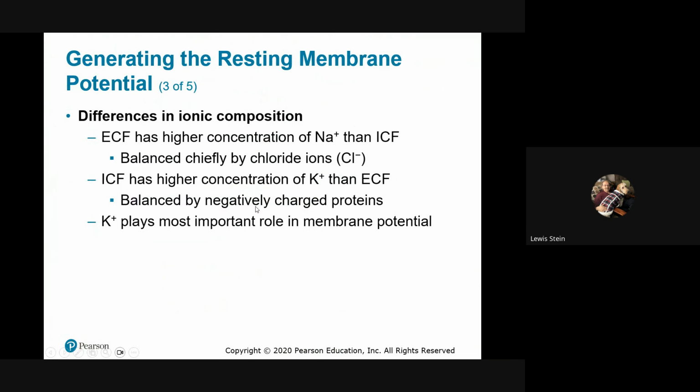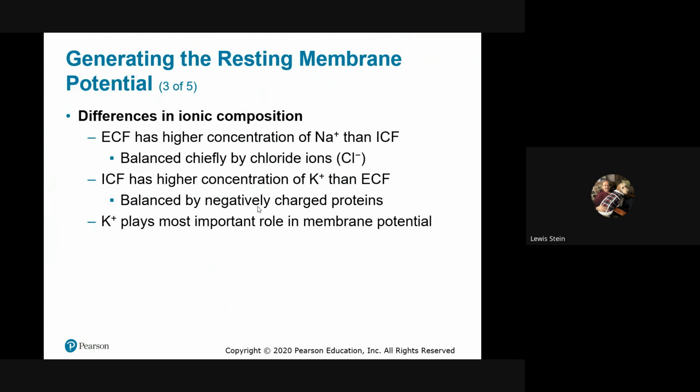Inside the cell, and these can't exit the cell unless the cell is severely damaged, are proteins. Proteins are made of long chains of amino acids. It's all of those amino acids that allow it to be soluble inside the cell. When an acid is put in water, it gives up that proton. Well, the proton is a hydrogen plus. That means what's left of it has a minus charge.